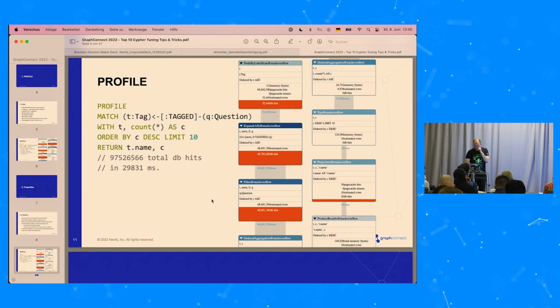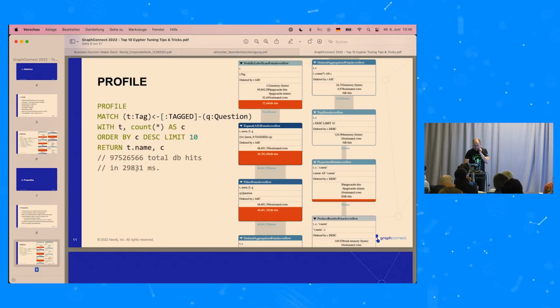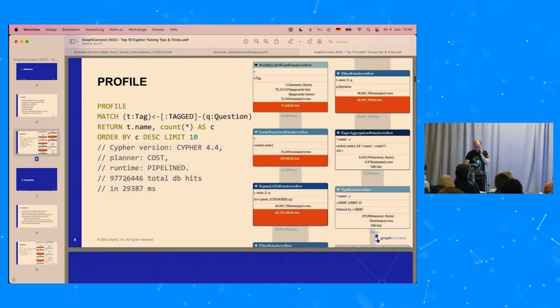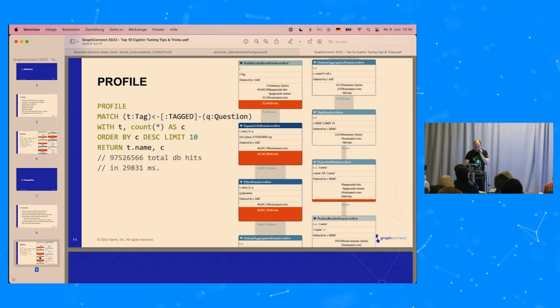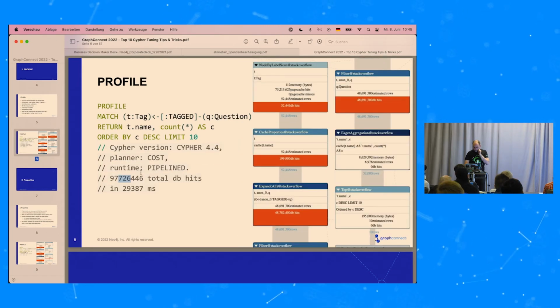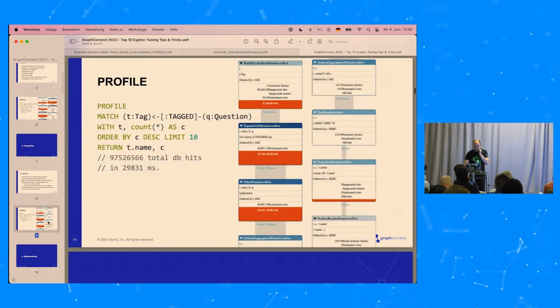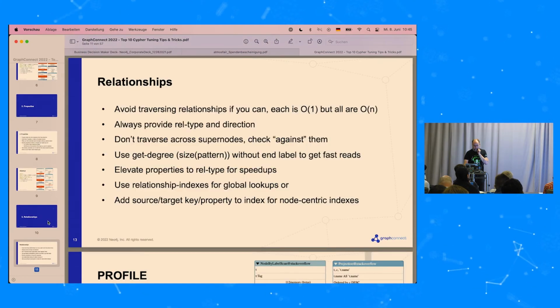So this is our property read thing. This one had how many? 97 million. I think I copied the wrong number here. So it uses less data.